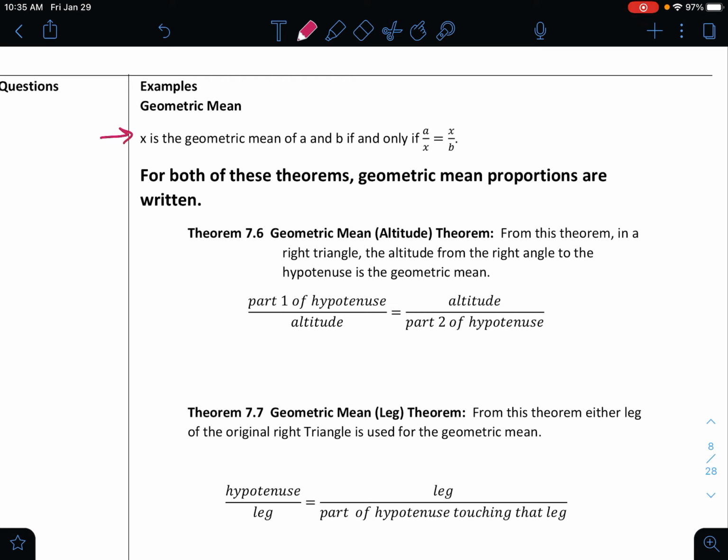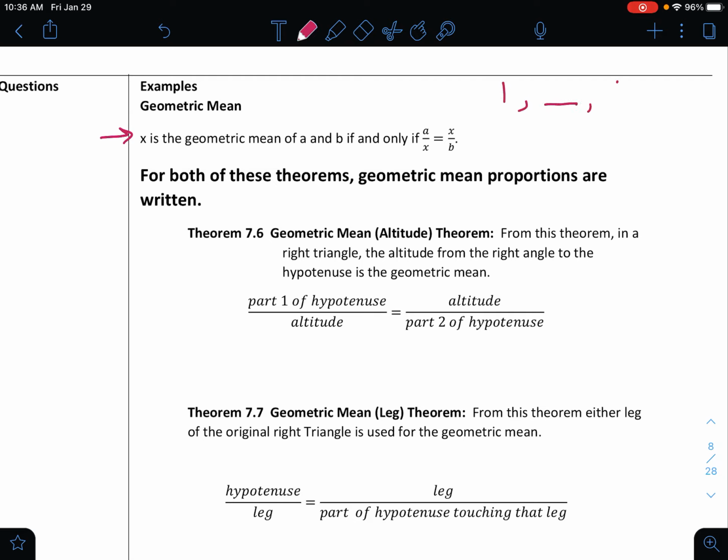So geometric mean: this first sentence says x is the geometric mean of a and b if and only if you have this proportion. So if and only if. See how x is going to be diagonally across from itself? Let me back up and have you look at geometric mean another way.